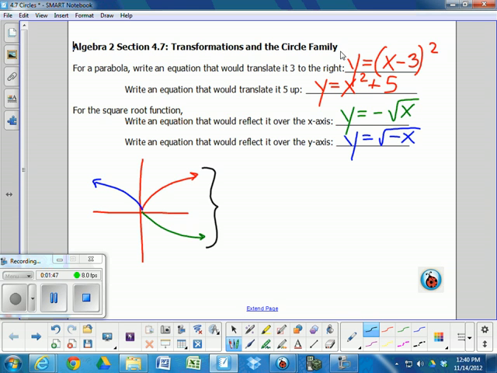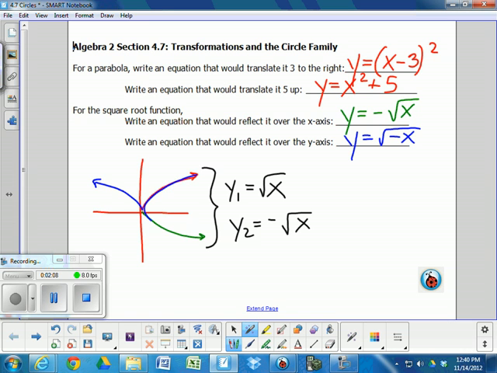Two separate equations. One, to graph the top half, what will we graph? Square root of x, and then negative square root of x. If you graph both of those, it would show the full parabola laying on its side. Why doesn't the square root of x show you both parts like this at the same time? Because it wouldn't pass the vertical line test and it wouldn't be a function.